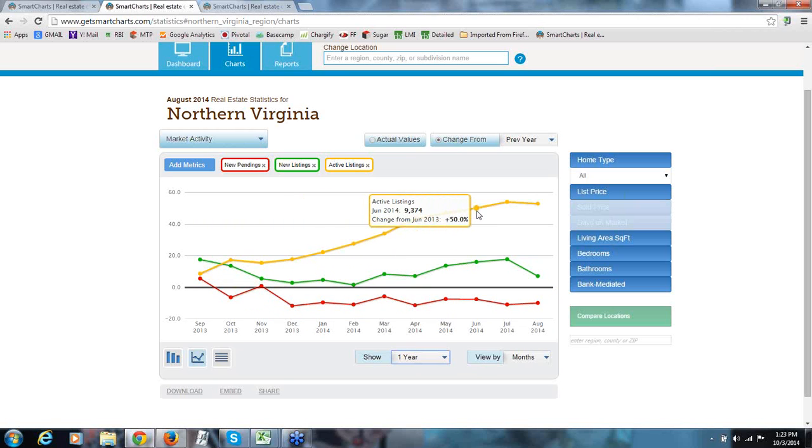So this is sellers entering the market, 50% increases. I'm sorry, this is active listings, but that's because new listings have been up and sales, contract activity has been down. These two coupled together is what caused inventory to go up. Again, it's going up, but we're not.